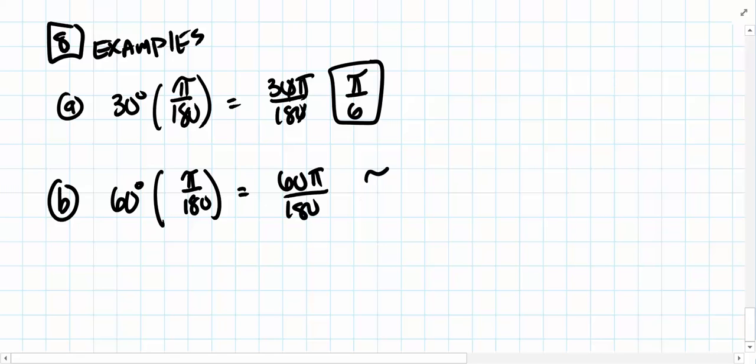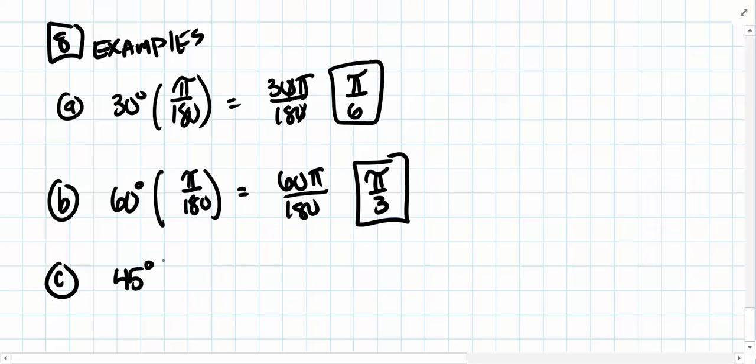Okay, everyone in the room here with your partner, give me 45 degrees. If I give you 45 degrees, give me the appropriate radian. There you go, exactly. So multiply by pi over 180. That gives you 45 pi over 180, so that gives you pi over 4 radians. Okay? All right.